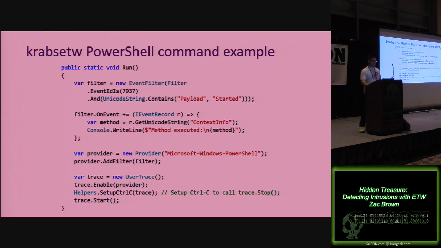event 7937. So up at the top again, we'll build a filter, pull out event 7937. We're looking for things that have a payload where the started string is contained in there. The filter callback that gets set up is going to pull the context info out, and the context info is that property that has that big block of well-formatted code. 3 and 4, exactly the same as before.